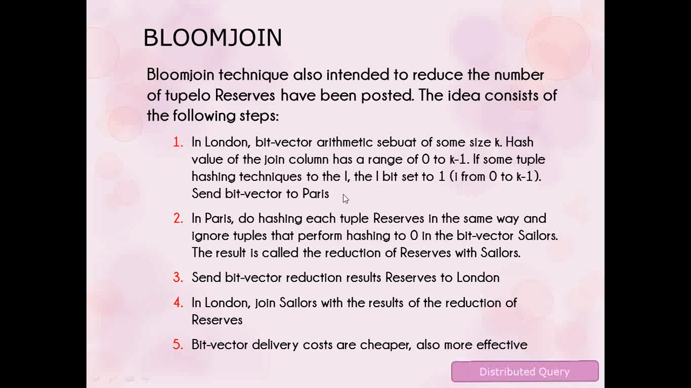Send the bit vector to Paris. In Paris, hash each reserve tuple in the same way and ignore tuples that hash to 0 in the bit vector. The result is called the reduction of reserves with sellers. Send the reduction result to London. In London, join sellers with the reduction of reserves. And fifth, bit vector delivery costs are cheaper and also more effective.